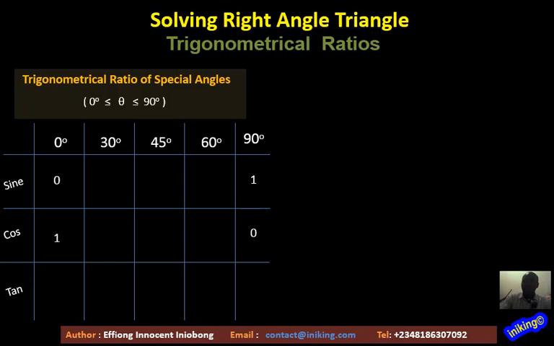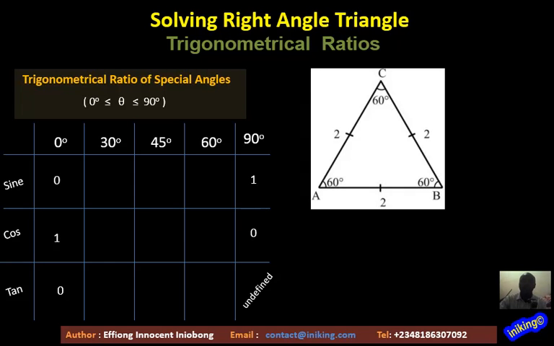Let's look at how to obtain values for 30 and 60. For these two angles, we're going to make use of an equilateral triangle. An equilateral triangle we know has all angles and all sides equal. Here we have a triangle where the sides have been given a value of 2, and of course the angles automatically must be 60 degrees. We need to create angle 30 by drawing a perpendicular from C.